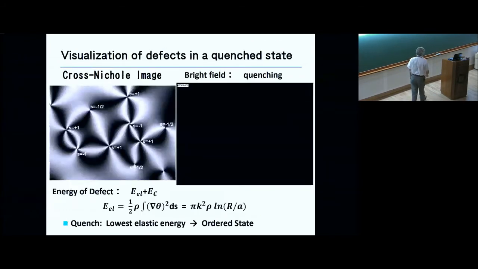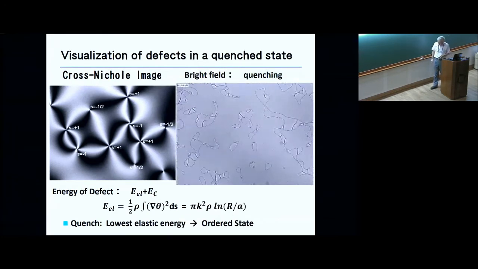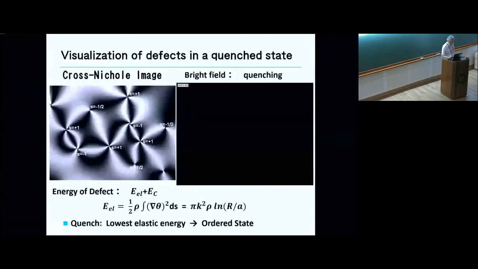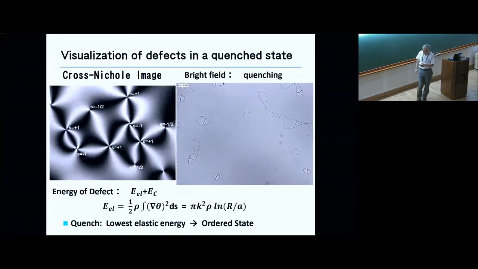This is just an example of visualizing a topological defect in a nematic liquid crystal. In the quenching state, we can see the annihilation of topological defects. But in most cases, the topological charges are +1/2 or -1/2 topological defects, as on the right-hand side, because the elastic energy is smaller for the smaller integer topological defect.